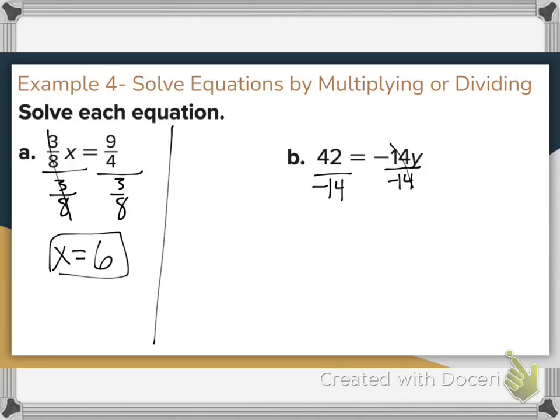42 divided by negative 14 gives me what? Negative 3. What's left on the right side of the equation? y, because the negative 14 is canceled out. The variable is now completely by itself. I've now solved my equation. To check it, I could plug negative 3 back in for y. I would get 42 equals 42, which is a true statement.